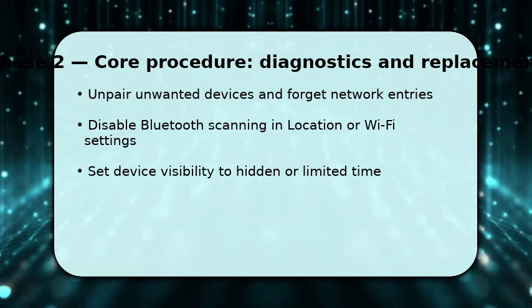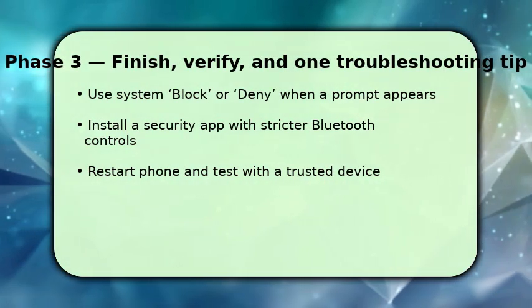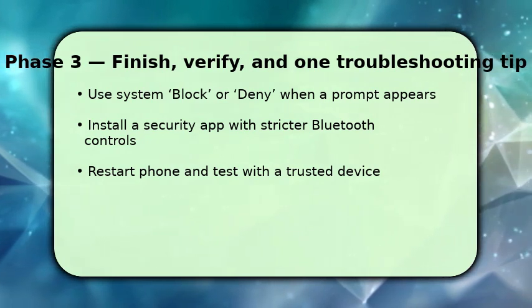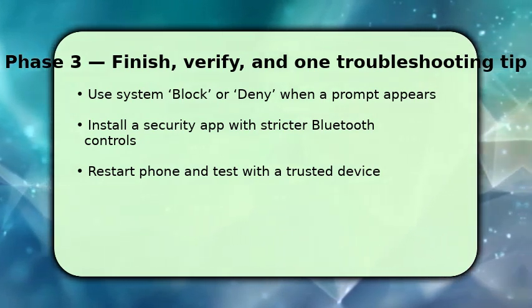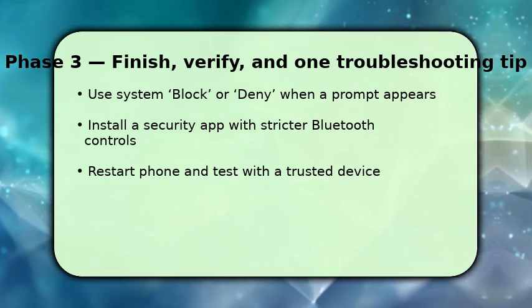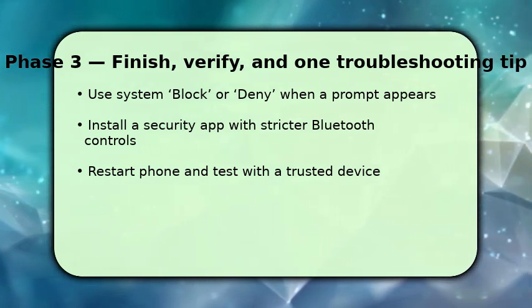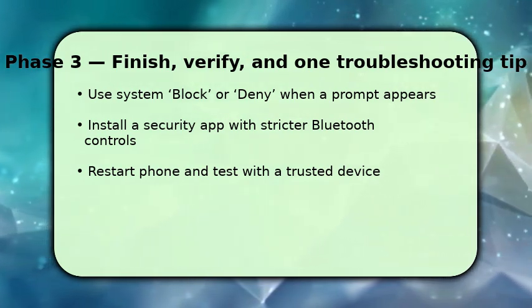To finish, when a pairing prompt appears, use deny or block so that device can't pair in future. Android records that decision. If your Android supports it, install a security app that lets you whitelist devices and block all others for stronger control.